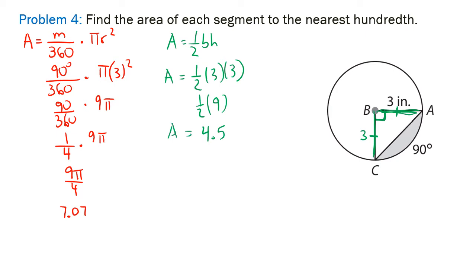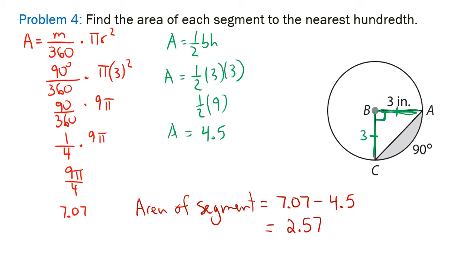And so now we're going to find the area of that segment. So the area of a segment will equal the area of the entire sector minus the triangle area. So 7.07 minus 4.5 gives us 2.57 for the area of that segment.